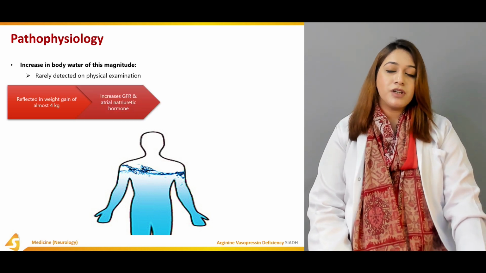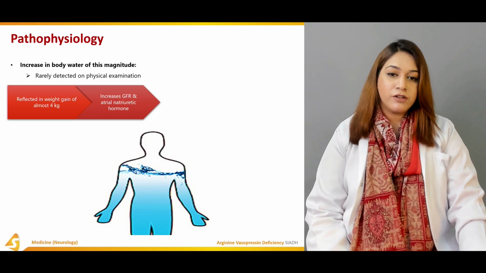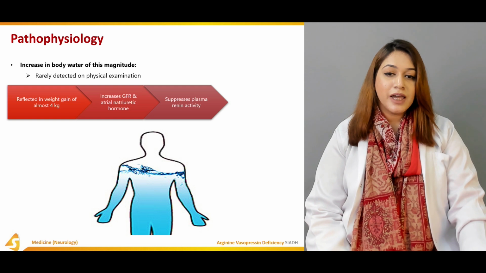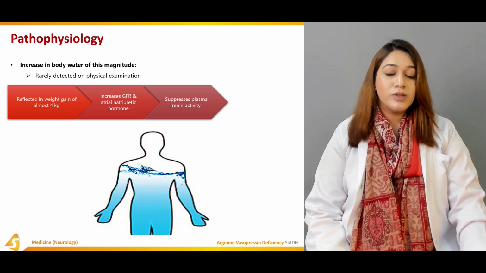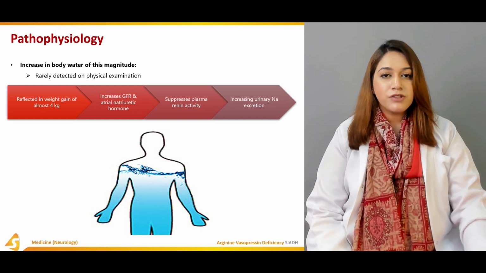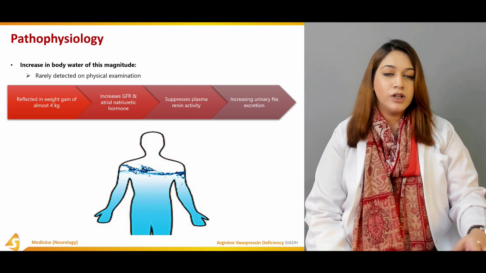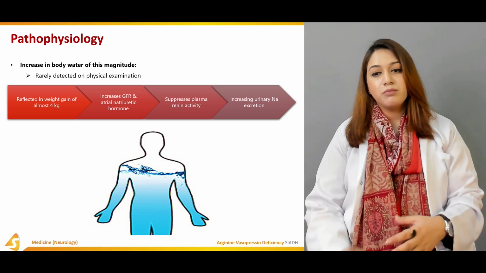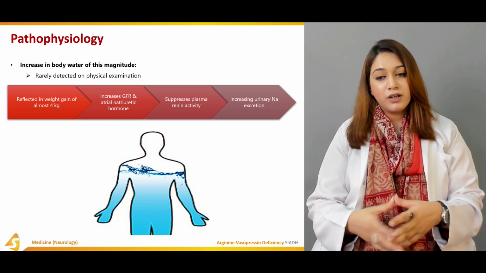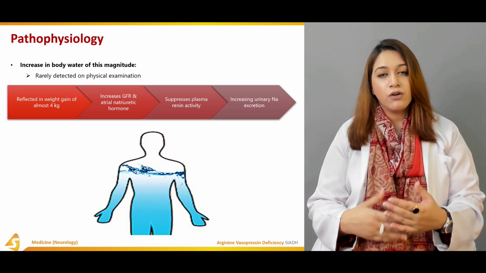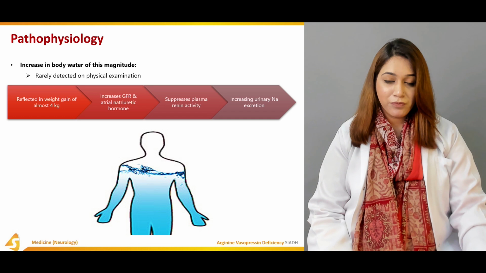It increases the GFR and ANP, atrial natriuretic hormone. This ANP and increased GFR will suppress the plasma renin activity, increasing urinary sodium excretion. This is not a compensatory mechanism. Basically, the body is excreting sodium, so it will worsen the severity of dilutional hyponatremia.